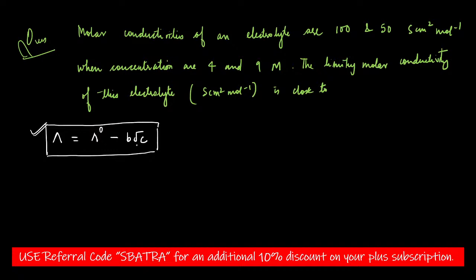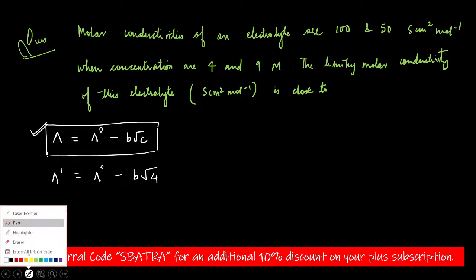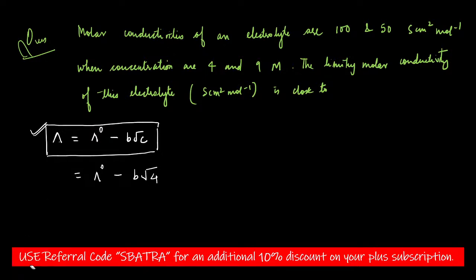So, lambda means lambda naught minus b root c. How can we solve this question? We have two concentrations and we have two values, okay? So, lambda 1 is lambda naught minus b root c. For the first equation, we can write 4 over here. When concentration is 4, this value is 100. Next, when this value is 50, the concentration is root 9.